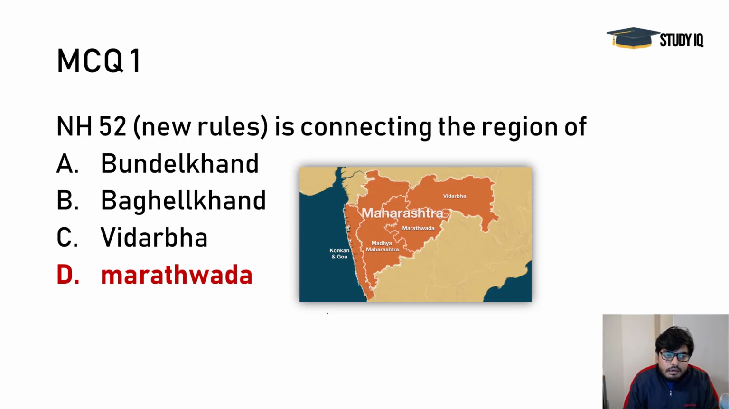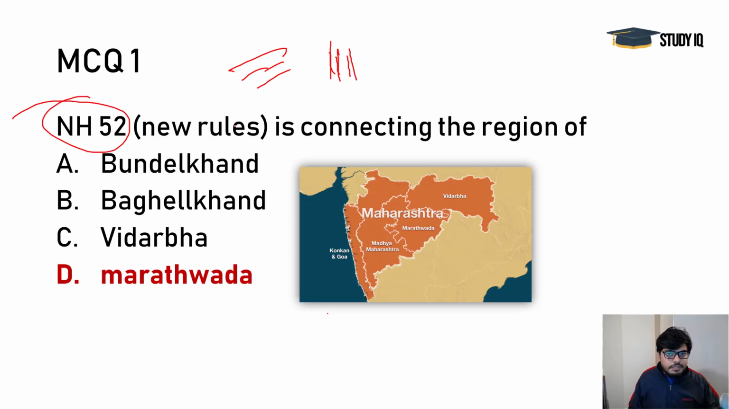I gave you some MCQs yesterday. We are going to talk about them. NH52, which is according to the new series of numbers, because according to the latitudes and longitudes, these numberings are changed. So NH52 is going through the state of Maharashtra, and it is connecting to which region? You see, this is the Marathwada region. So this is connecting mainly the Marathwada region to the Solapur area. So the answer would be D here.